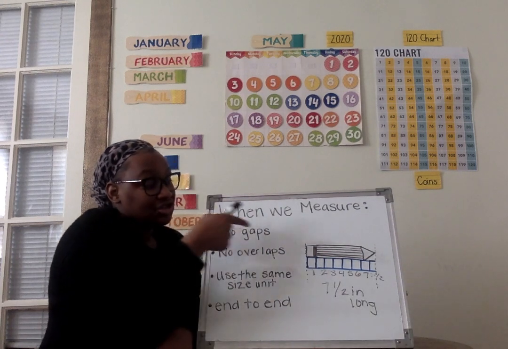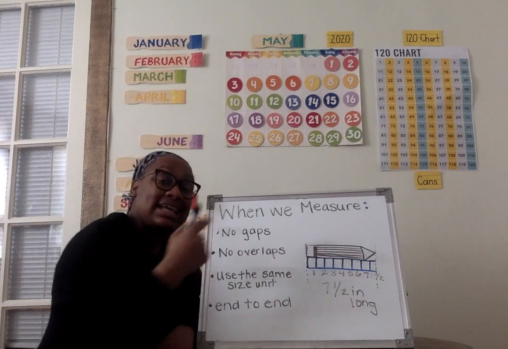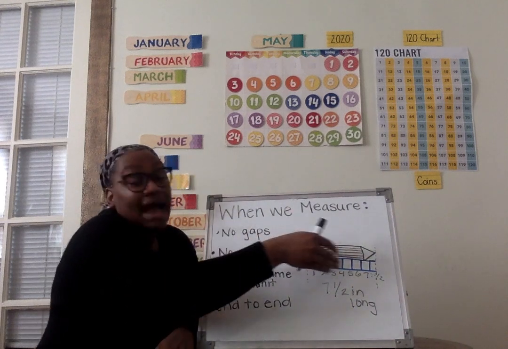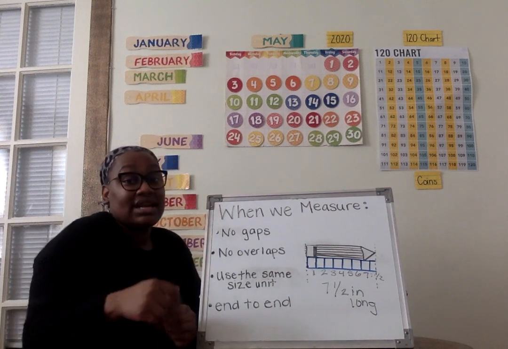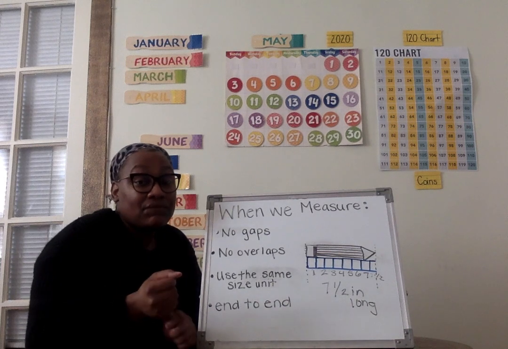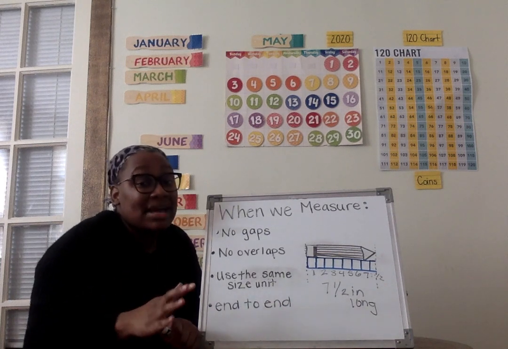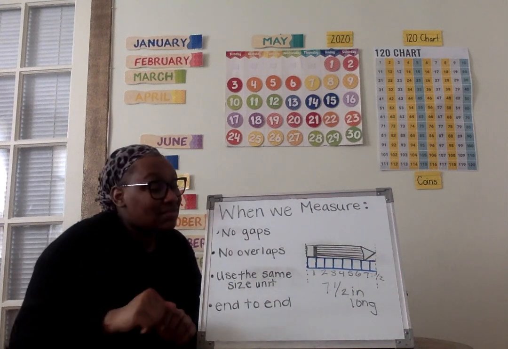So I made sure I measured from end to end. I made sure I used the same size units. I made sure I didn't have any gaps or overlaps when measuring. In the description below, there's going to be a really cool website you can sign up for and practice measuring just like I did. I know you all are rock stars when it comes to measuring.